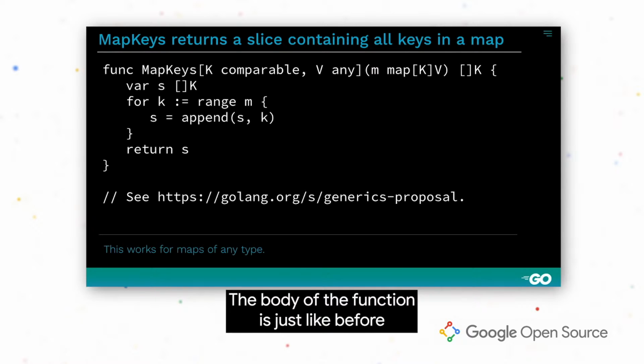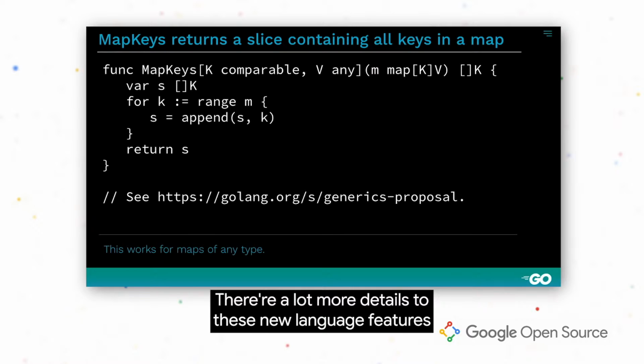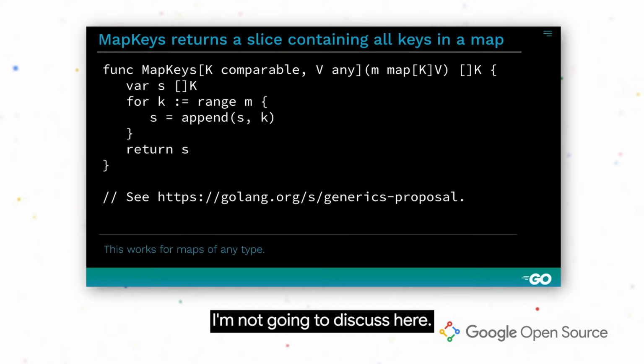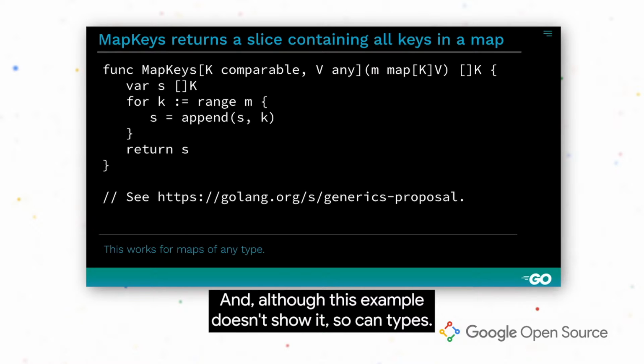The body of the function is just like before, except the variable s is now type slice of K rather than type slice of string. There are a lot more details of these new language features that I'm not going to discuss here. The important point is that functions can have type parameters, and although this example doesn't show it, so can types.